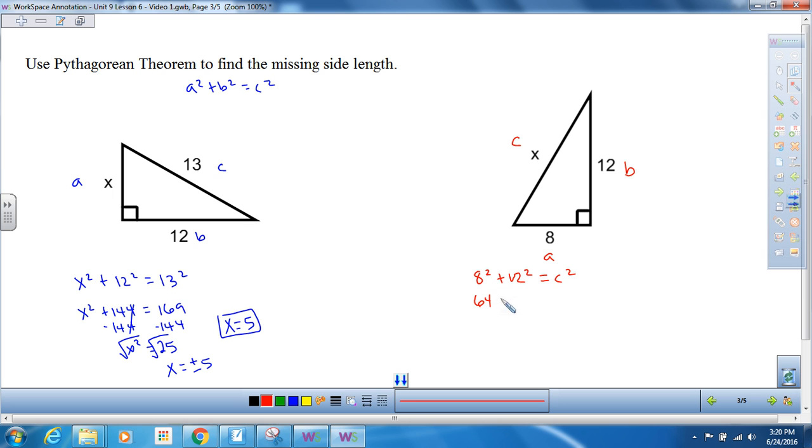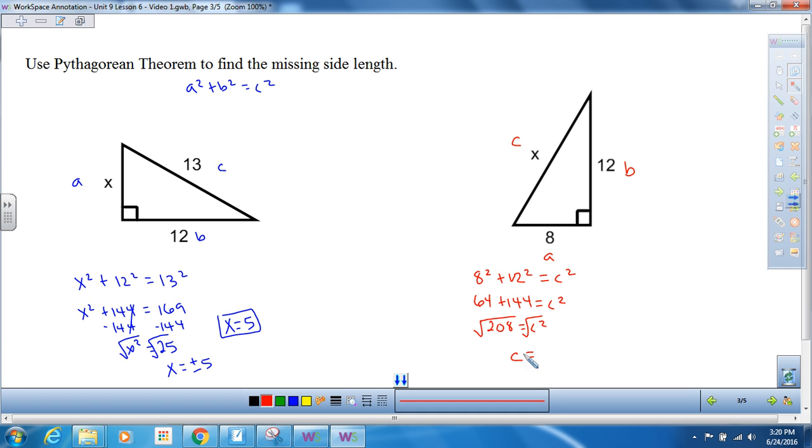So 64 plus 144 equals C squared. And so 64 plus 144 equals 208. And then we square root. If you take the square root of 208, you get a decimal. So we want to make sure that we reduce the radical. We don't want decimals, we want exact answers.